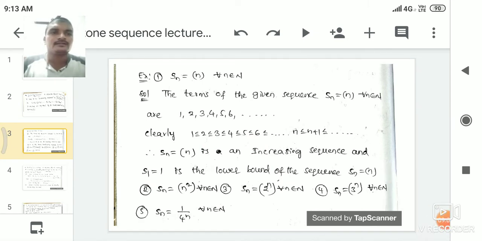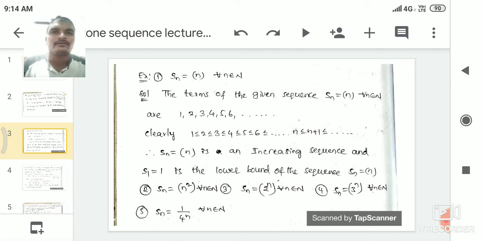Here the third problem is 2 power n. The terms of the sequence are 2, 4, 8, 16, 32 and so on. What is the relation between the terms of the sequence? 2 is less than or equal to 4 is less than or equal to 8 is less than or equal to 16, and so on. So we get S1 is less than or equal to S2 is less than or equal to S3, and so on. Whenever a sequence satisfies this condition, we say that the given sequence is an increasing sequence, and the sequence has a lower bound, that is, S1 is equal to 2.